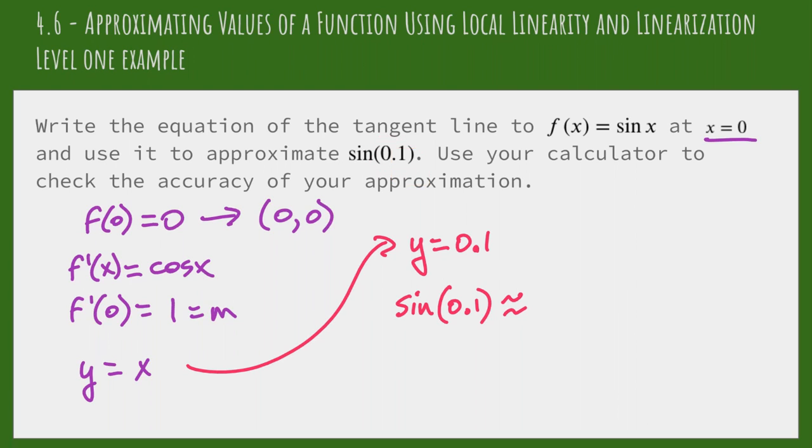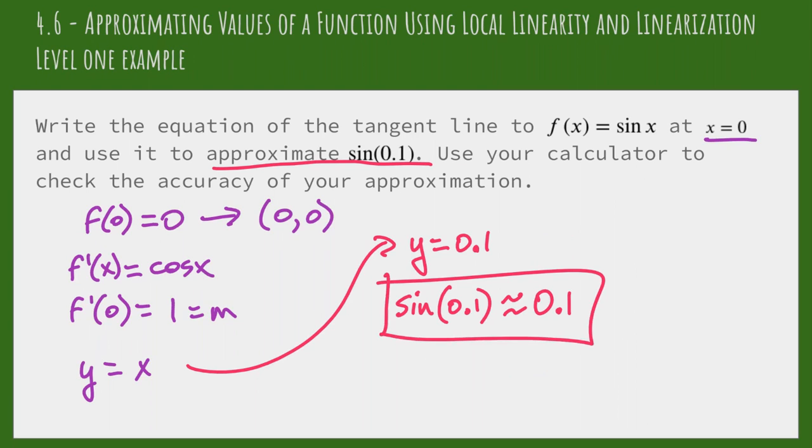So right off the bat, when we were asked to approximate sine of 0.1, I know that my answer is going to be in this form. Sine of 0.1 is approximately equal to. This is an important thing to use here, this approximately equal to. We do not want to say the sine of 0.1 is equal to. This is an approximation method, so we need to show that we know it's an approximation, and it's just approximately equal to the value that we got here. So sine of 0.1 is approximately equal to 0.1.